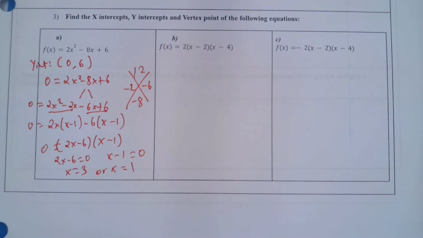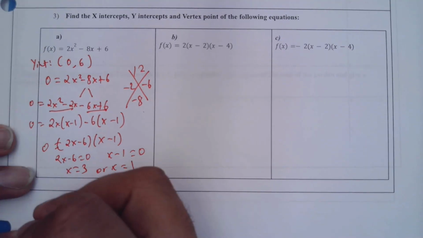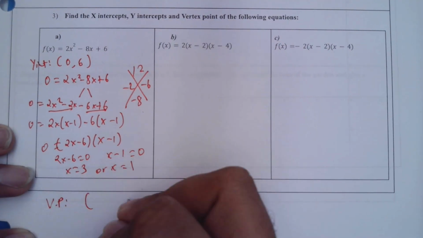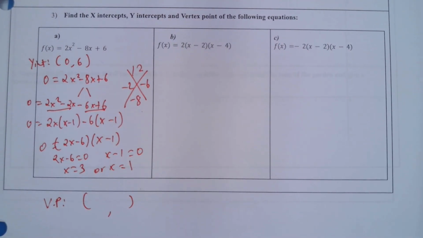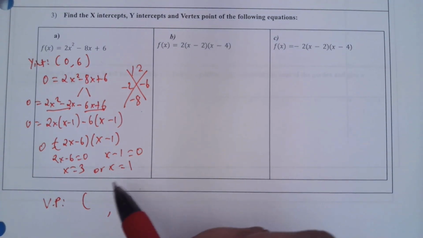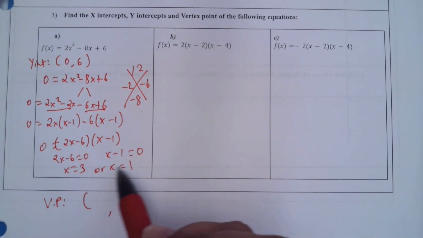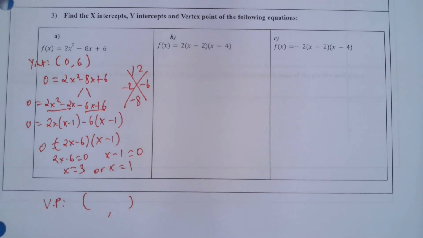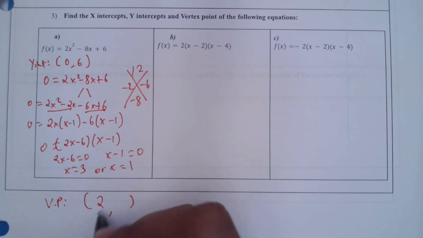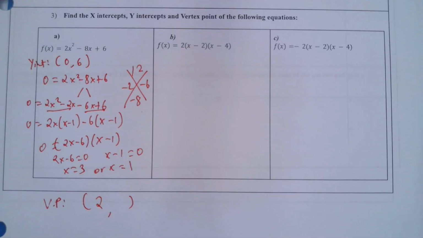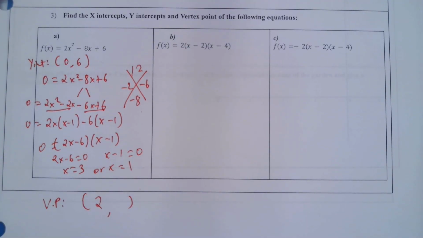How do you figure out the vertex point? One of the definitions that we talked about in class is this: the x value of the vertex point is in between the two x-intercepts. What am I saying by that? If I'm talking about a vertex point, I'm talking about x and y, right? It's a point. The x value is in between the x-intercepts. So 3 and 1, what is between 3 and 1? Well, it's 2, right?